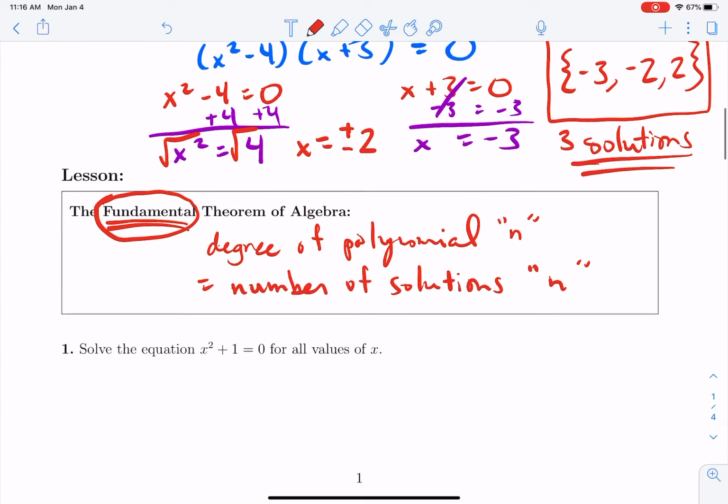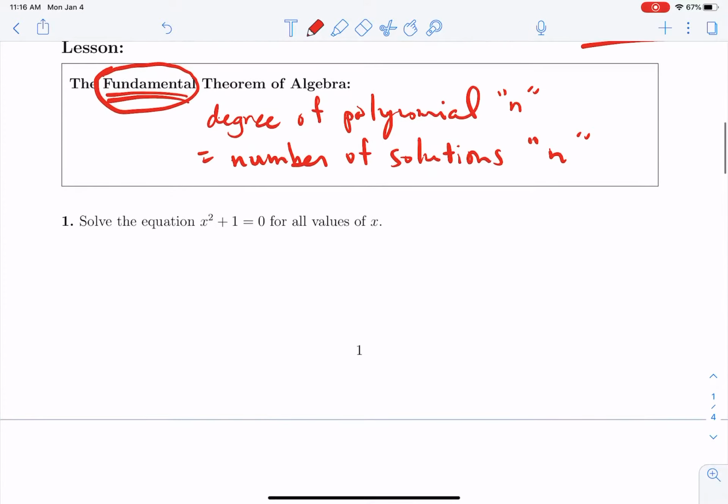If I see this next question then, before we even answer it, solve the equation x squared plus 1 equals 0 for all values of x. The degree of this function is 2. My degree is 2, meaning that I should have two solutions. Not I should, but I must. I must have two solutions. Okay, so let's solve our equation here. x squared plus 1 equals 0.